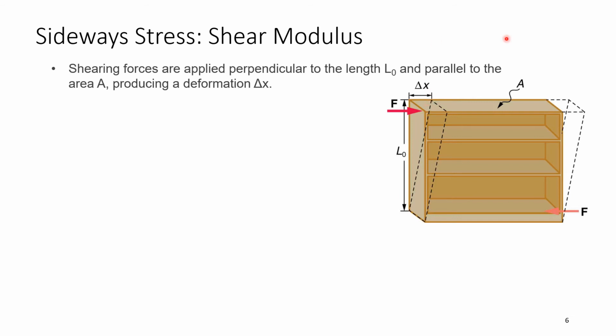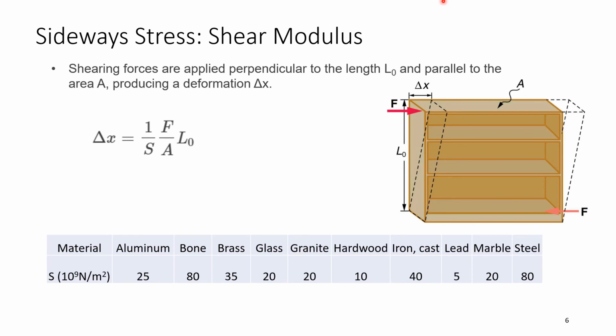Shearing deformation behaves similarly to tension and compression and can be described with similar equations. The expression for shearing deformation is this, where S is shear modulus. Here are some values of shear modulus. Shear moduli are less than Young's moduli for most materials, but bone is a remarkable exception. Its shear modulus is not only greater than its Young's modulus, but it is as large as that of steel. This is why bones are so rigid.